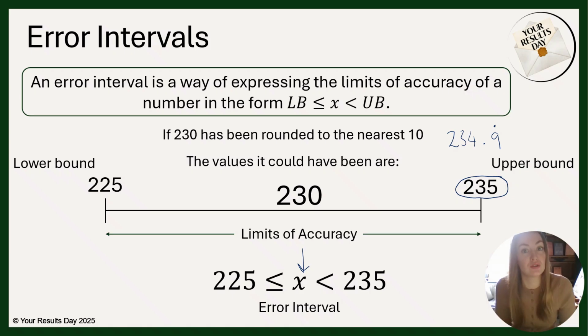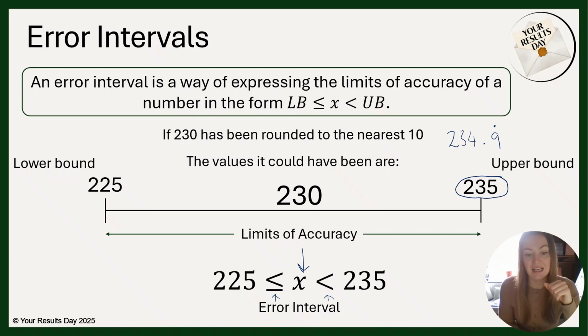So the error interval is saying that in order for us to get our 230, but obviously it won't always be 230 depending on the question you get, so we just use the letter X to represent any number. The lower bound is 225. And we're saying that X is greater than or equal to, notice the inequality symbol I'm using here, X is greater than or equal to 225, or 225 is less than or equal to X. However, on this side, notice I've not included the equals to symbol.